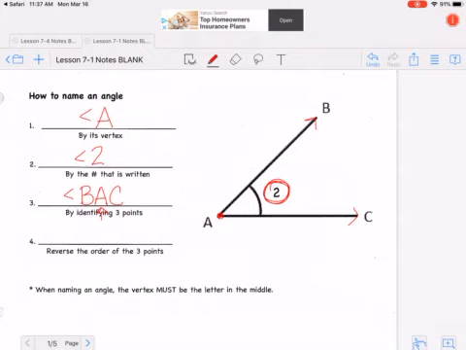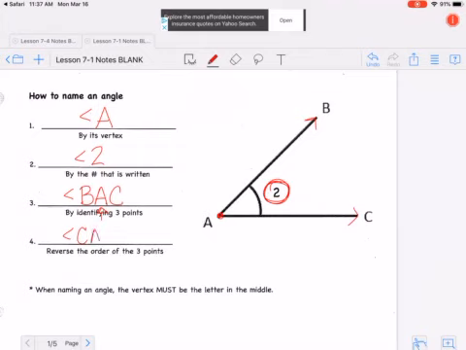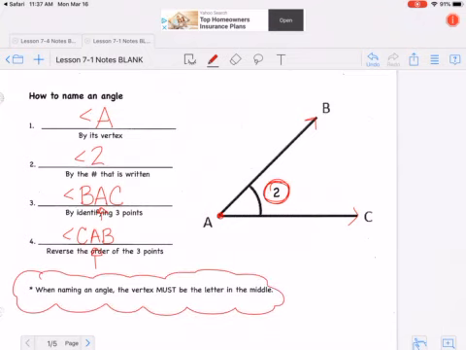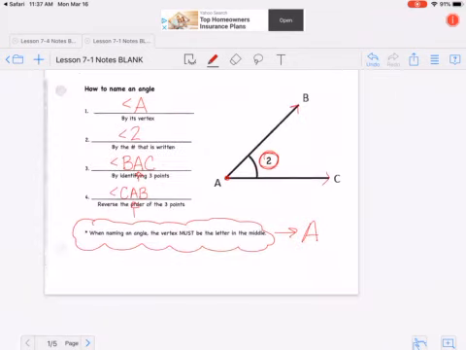Okay. Then the last way is to reverse the order of the 3 points. So you could also have angle C, A, B. Noticing that angle A is the middle or the vertex. So it says, when naming an angle, the vertex must be the letter in the middle. So that's what we were just talking about, and that letter was A. All right. So go ahead and flip it onto the next page.